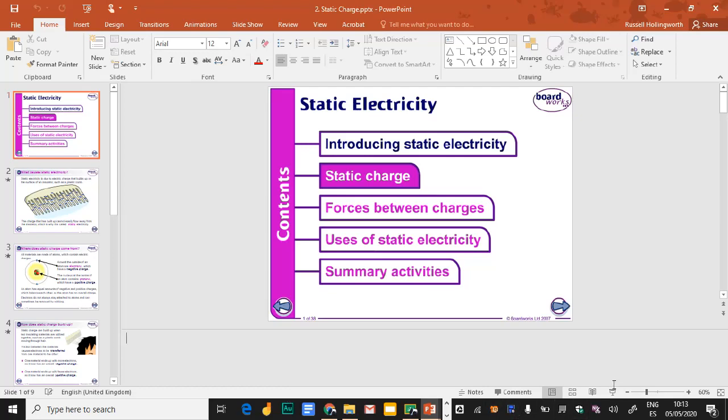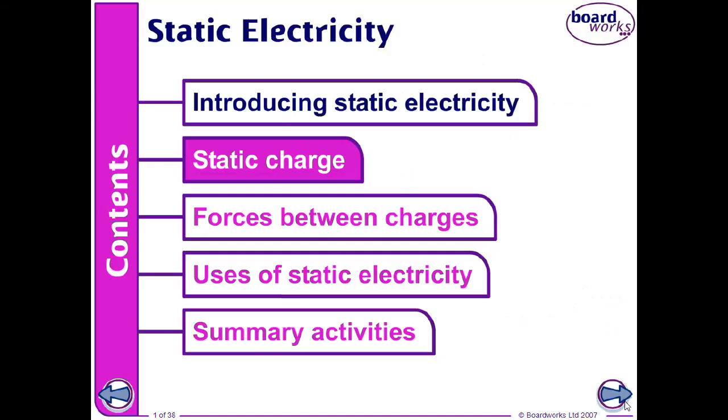Okay, so next step, we're going to talk about static charge. Now remember that we came across charge before because when we talk about current, current is the amount of charge in coulombs divided by time taken. So the amount of charge in coulombs passing a point in the circuit per second. That is current. Now, this charge is not moving, so we talk about static charge.